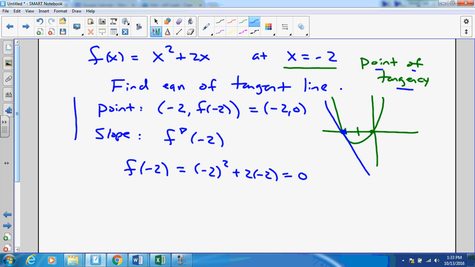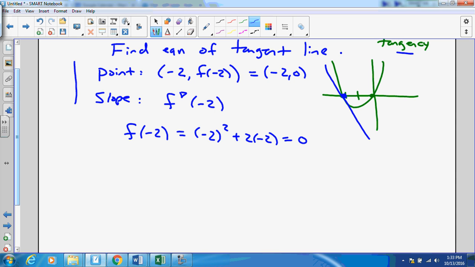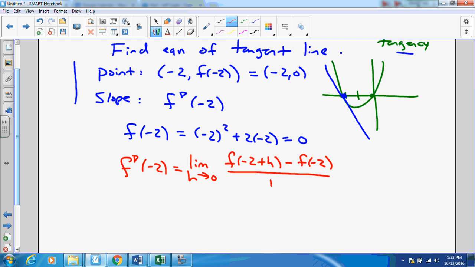Now what about the slope? Here's where we're going to compute our derivative. And for now, the way that we're going to compute the derivative is by using the definition. So, we're going to compute f prime of -2 as the limit as h goes to 0. And here we're going to set up just the form of the difference quotient. f of -2 plus h minus f of -2, and all of that over h.